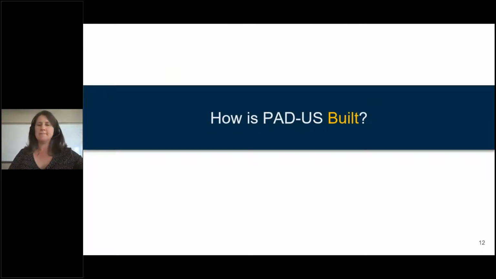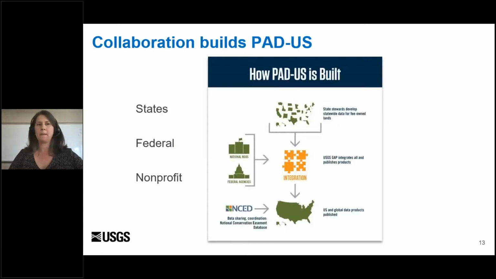So what's under the hood? Next slide. The development of PAD-US involves collaboration with many state and federal agencies and nonprofits. PAD-US is an aggregation. It requires high-quality spatial data published by stewards across the country. This network of data stewards contribute data and expertise to continually improve and apply PAD-US. Next slide.